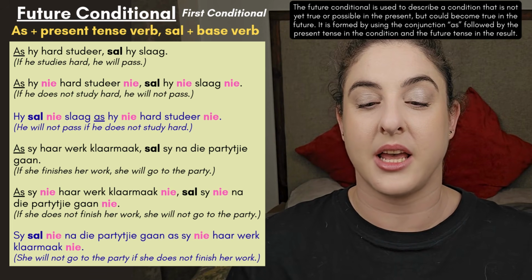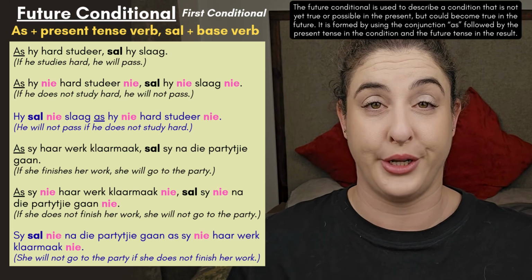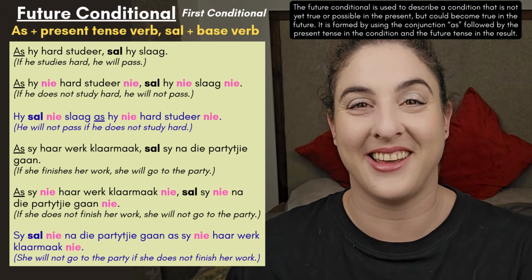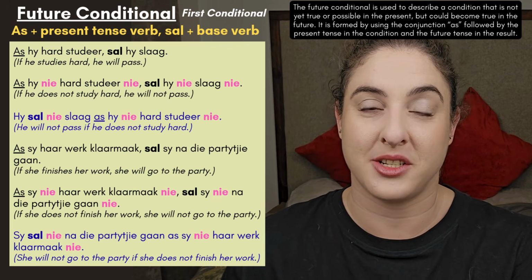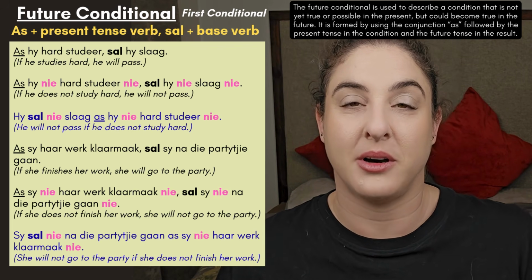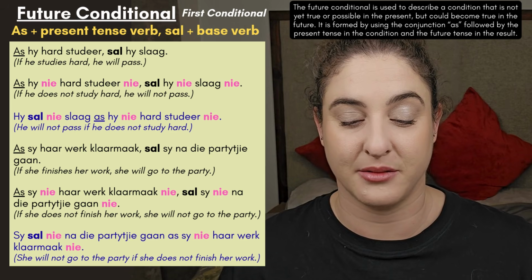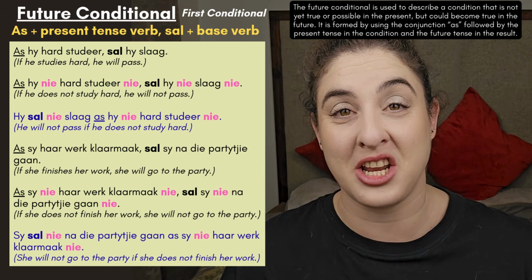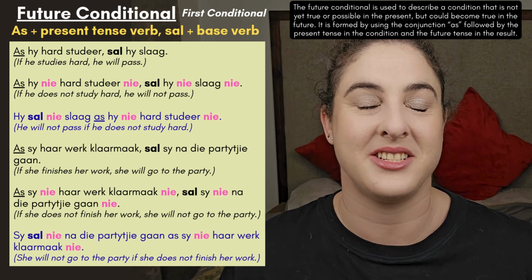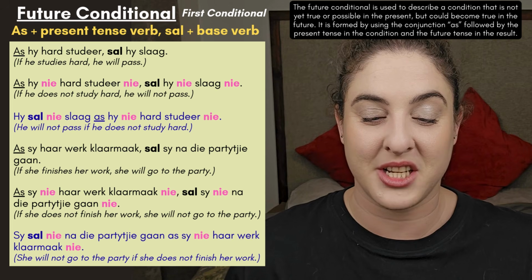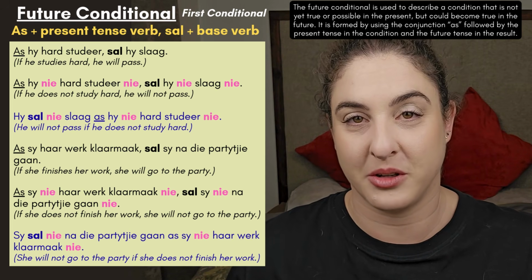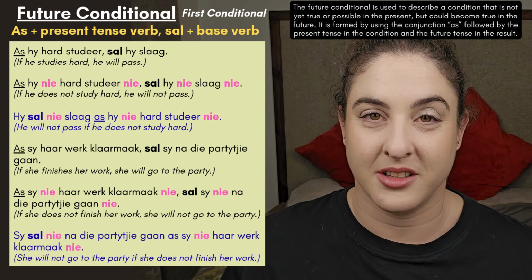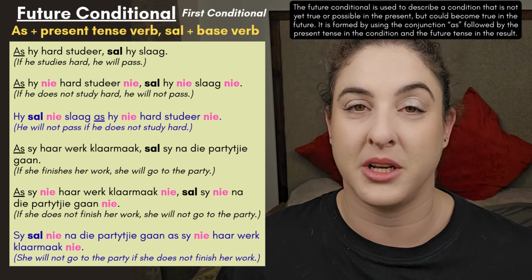Then we have, as sy haar werk klaar maak, sal sy na die partytjie gaan. If she finishes her work, she will go to the party. And then we have the negative, as sy nie haar werk klaar maak nie, sal sy nie na die partytjie gaan nie. And it is such a long sentence. If she does not finish her work, she will not go to the party. So in Afrikaans, it's like labor. It's such a task to get the whole sentence out because of all the nies.